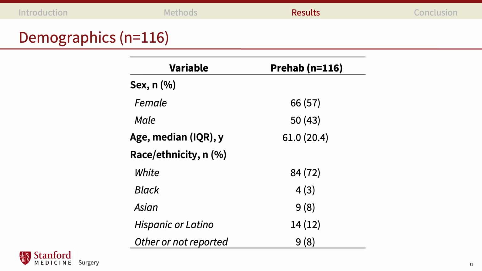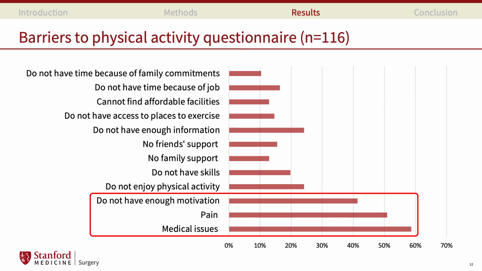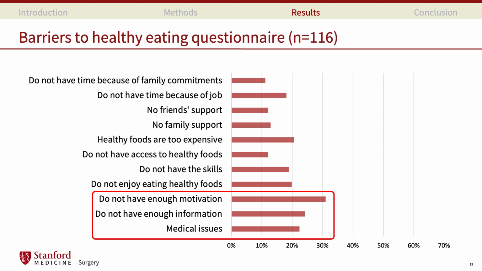So these are the demographics of the patients who answered the survey. 57% were female, the median age was 61, and the majority of the patients were white. The survey about barriers included these items. The most frequently reported barriers to physical activity were lack of motivation, pain, and medical issues. For healthy eating, the questions were pretty similar, and the most common barriers were lack of motivation, lack of information, and also medical issues.